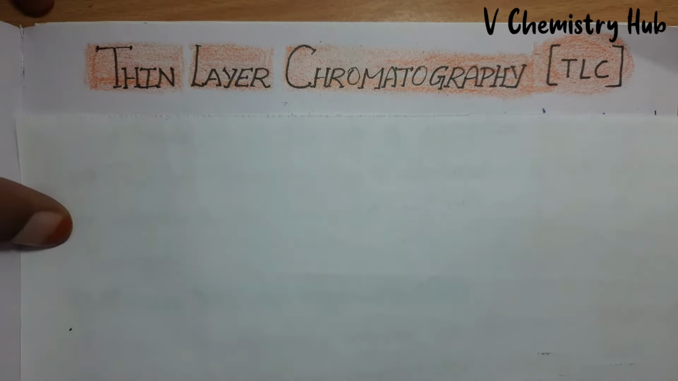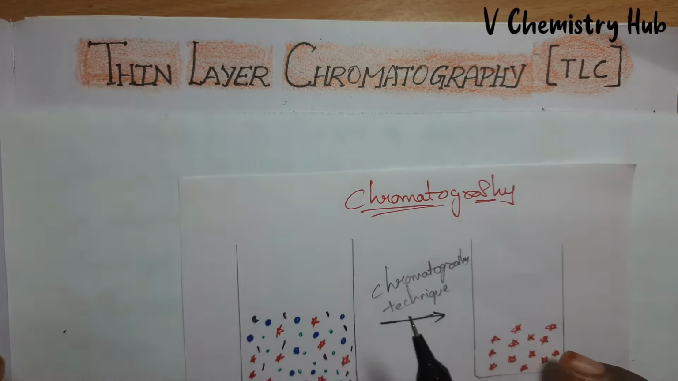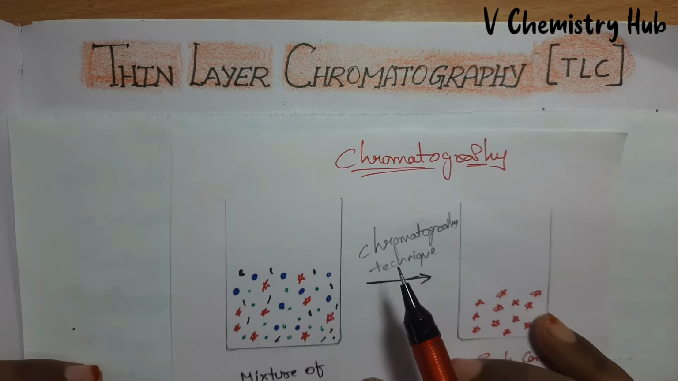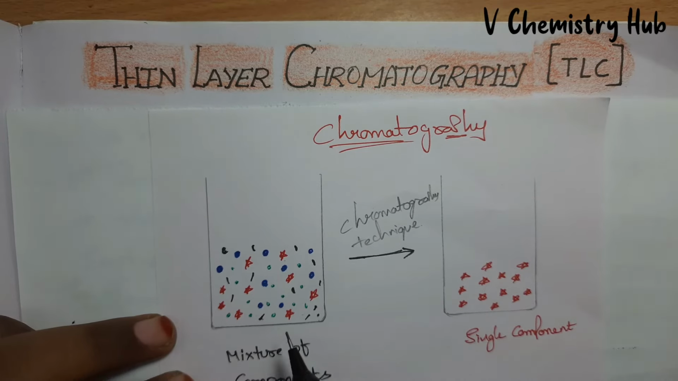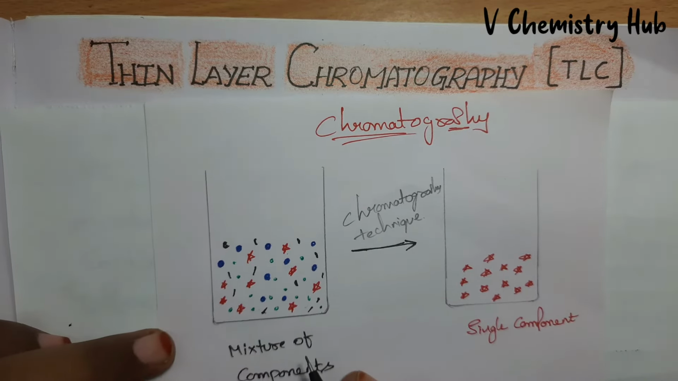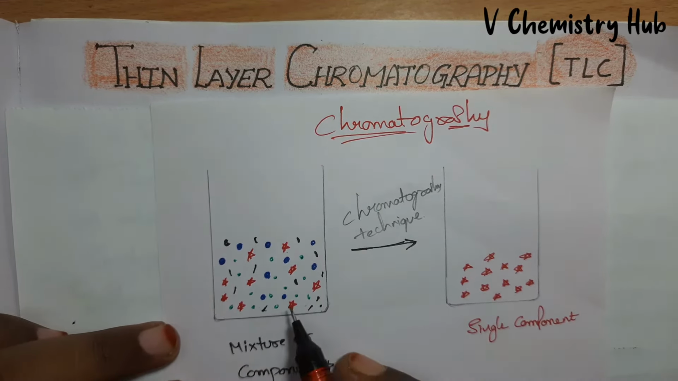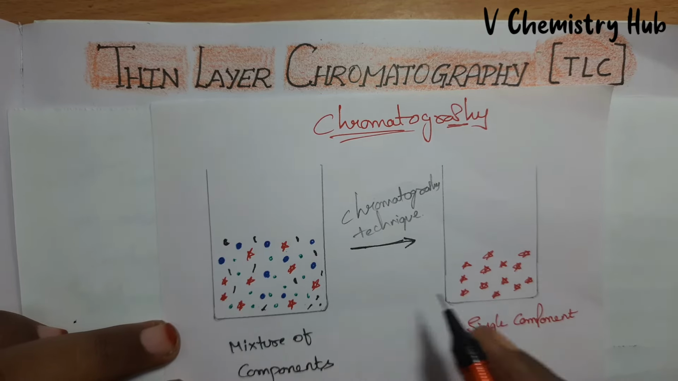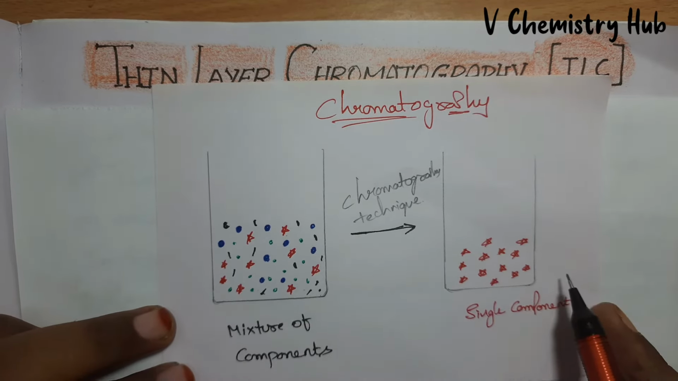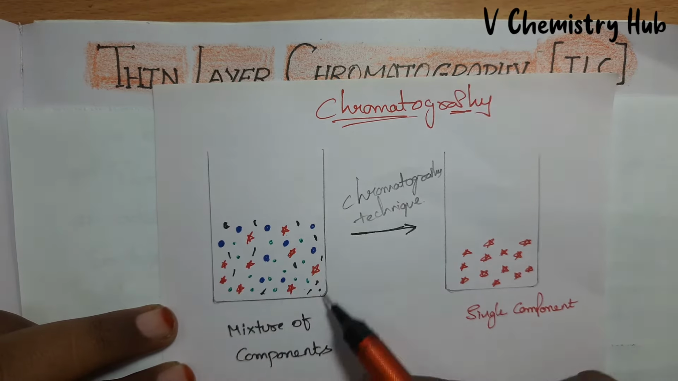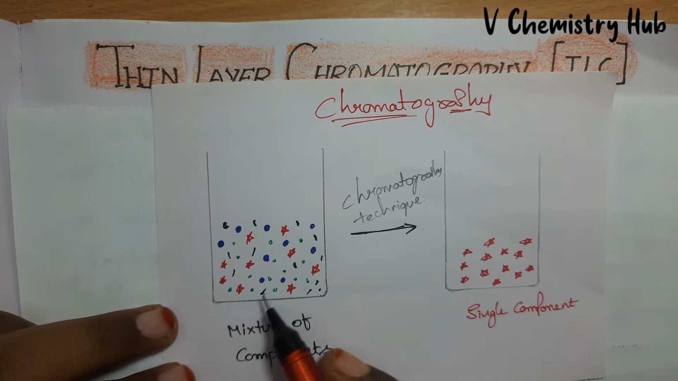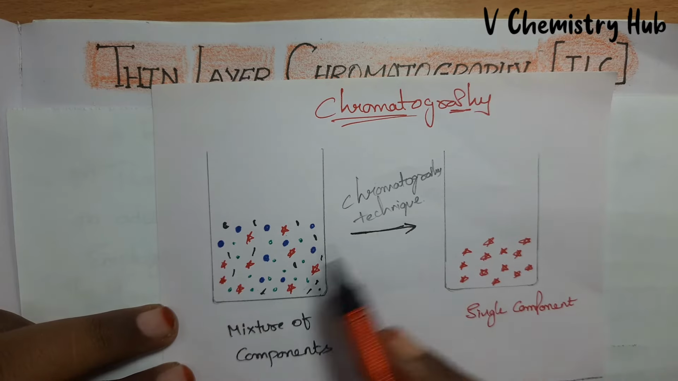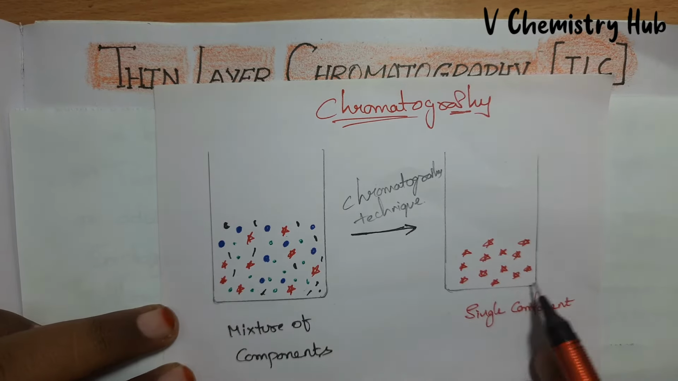Chromatography are the techniques which help us to separate a mixture of components into individuals based on their mobility. So, this is the mixture of components present in the sample. By using chromatography technique, we can separate them into a single component. In this mixture, there are n number of components present, and by using a chromatographic technique, we can separate them into single components.